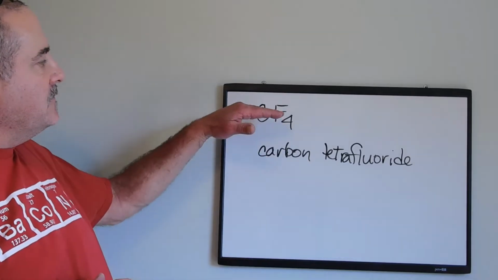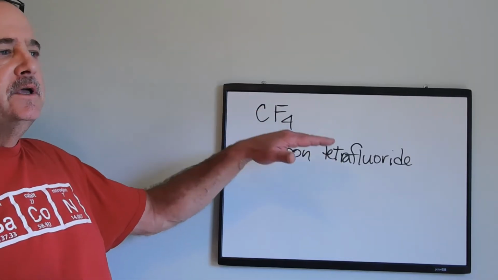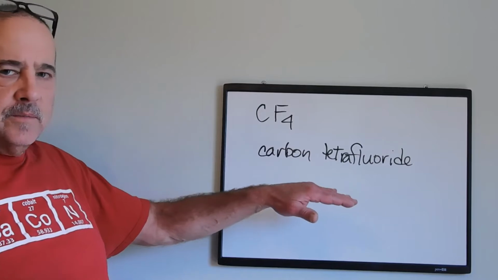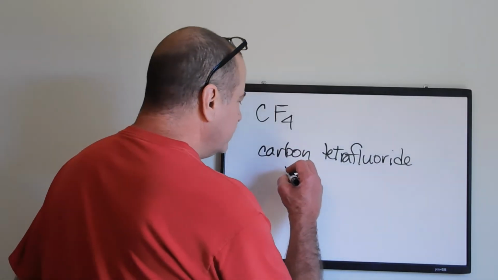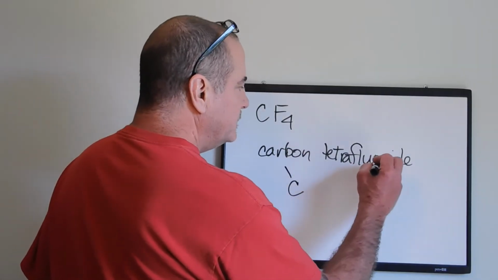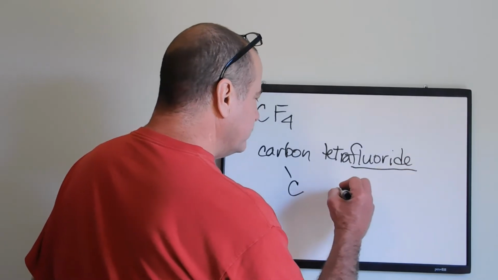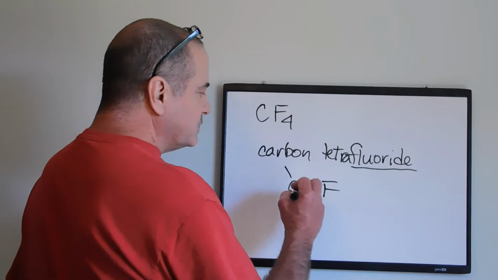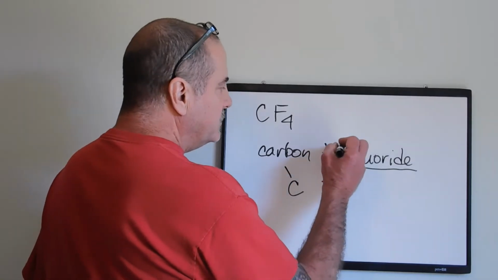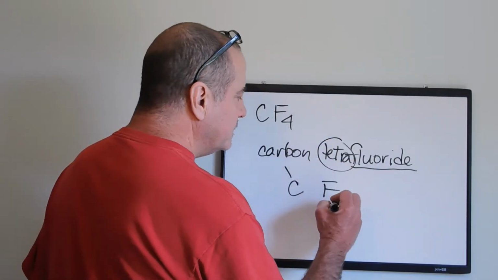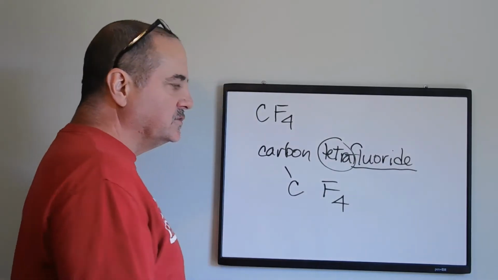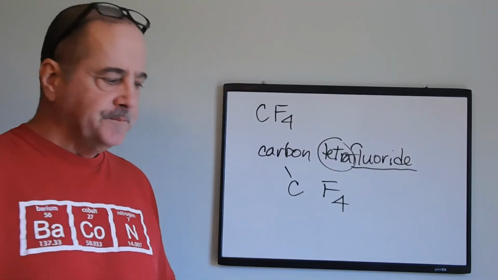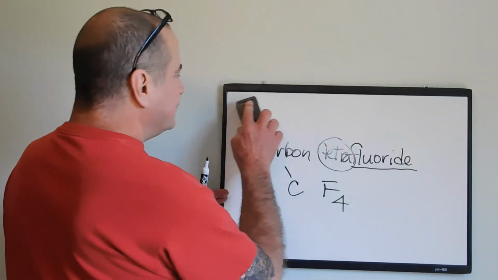Now, that's when they give you the formula and you're going for the name. If you're going from the name to the formula, you write down carbon, and then you write down fluorine. Carbon doesn't have a Greek prefix, so you know there's 1 of them. Then you look here and you see tetra is 4, so it becomes CF4. Okay? Let's do another one.